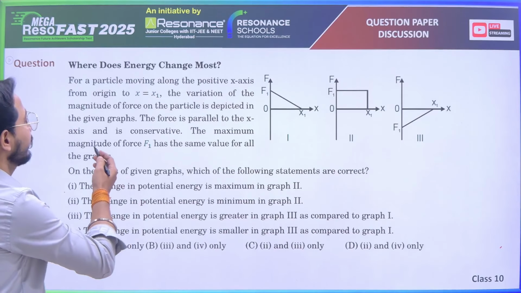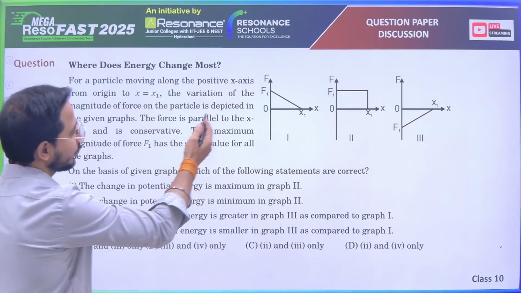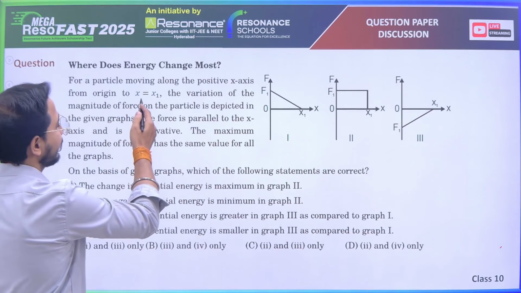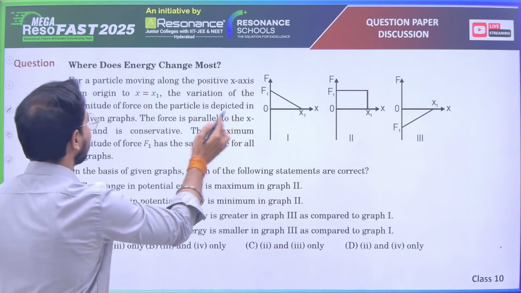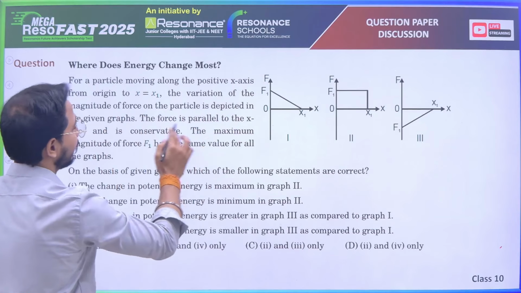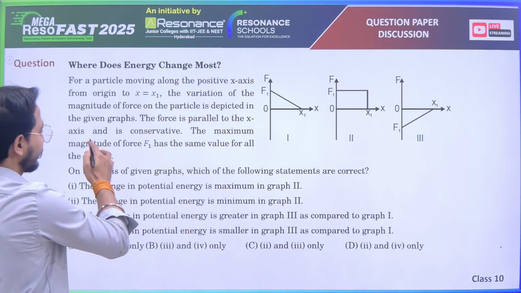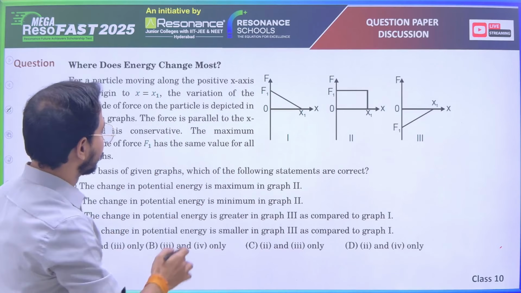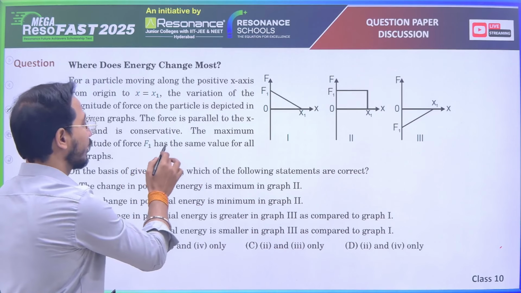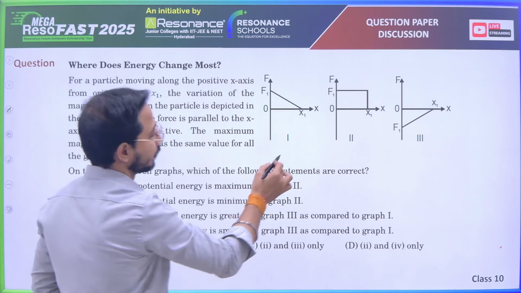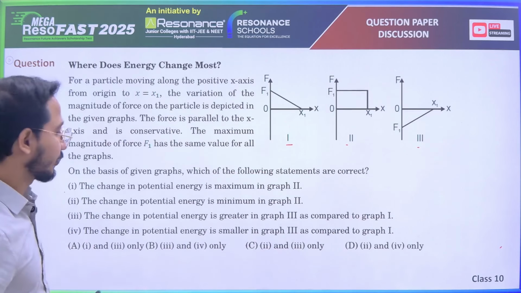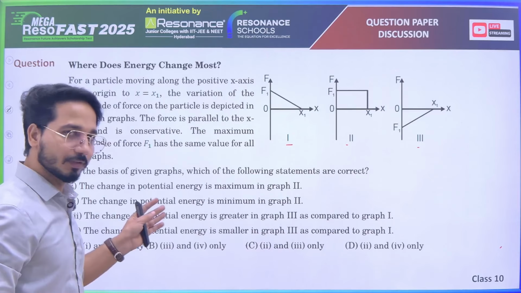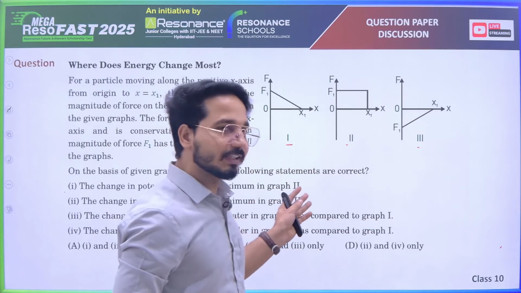Here it is written: for a particle moving along the positive x-axis from origin to x equal to x1, the variation of the magnitude of force on the particle is depicted in the given graphs, right? The force is parallel to the x-axis and is conservative. The maximum magnitude of force F1 has the same value for all the graphs. So 3 graphs are given over here, and F1 has the same maximum value. On the basis of the given graph, which of the following statements are correct?